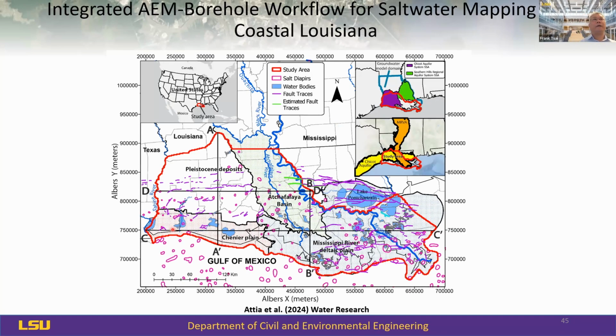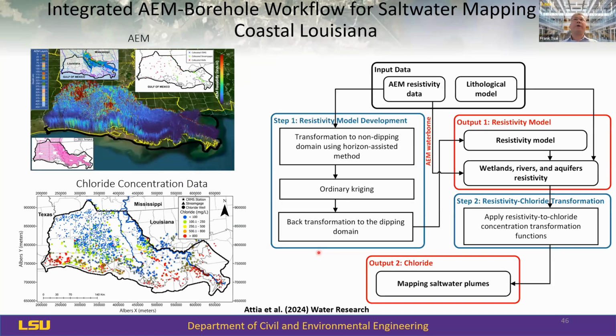We also have AEM data in coastal Louisiana that we can use. We have the Chenier Plain, we have the Mississippi alluvial deltaic plain, and we have the Atchafalaya Basin. We want to look into the groundwater and saltwater intrusion in these areas, along the coastlines. Again, we have a procedure to combine resistivity data and the lithological model together through a relation, so that we will be able to build a chloride estimation to map the saltwater plumes based on different data. So we collect the chloride data from USGS, from the Mississippi River, and from the stations.